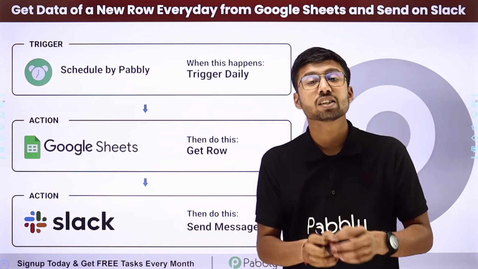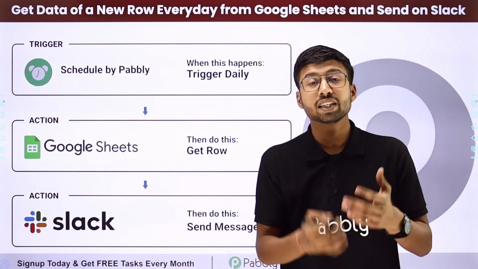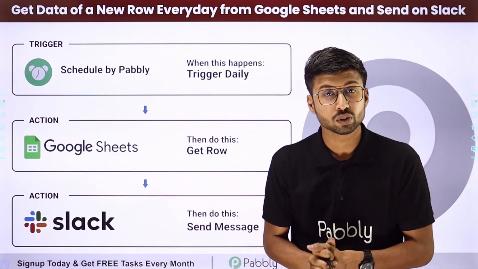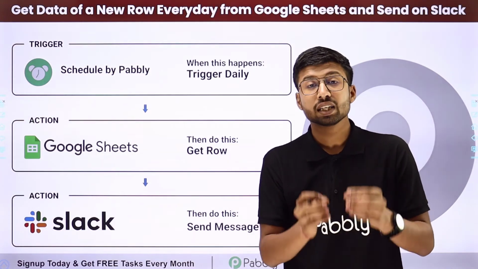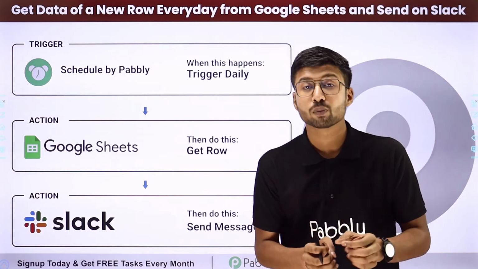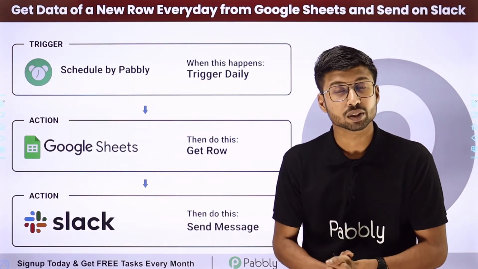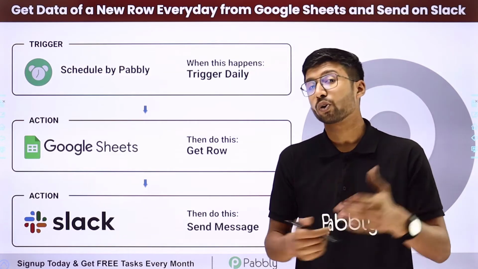For example, let's assume into my Google Sheet, I have added the details of a new task which I want to assign to my team members for the next few days. Now I want that every day the details of a task should be received from Google Sheet and then those details should be sent on my Slack channel to my team members. So let me tell you, you can actually automate this process.